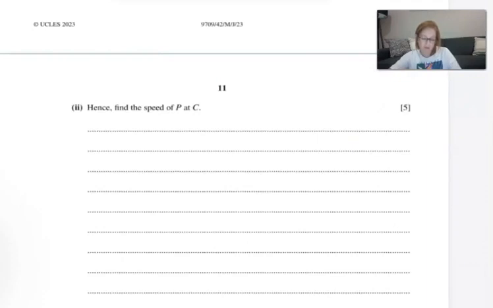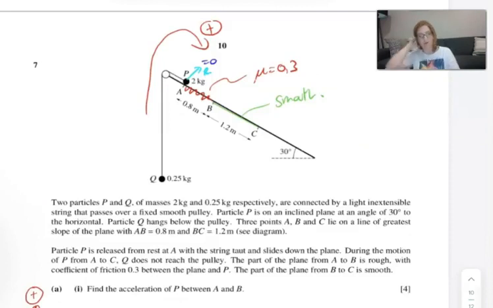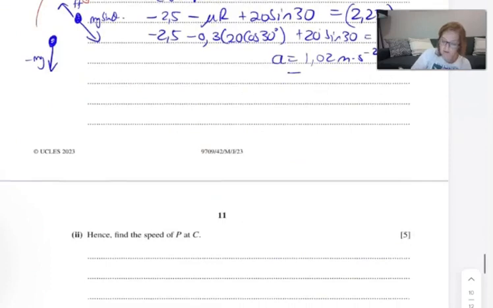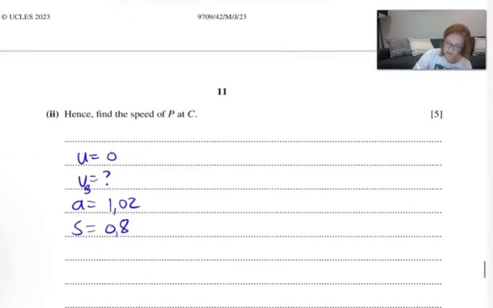Hence, find the speed of P at C. Okay, so now it's only traveling between A and B at that specific acceleration. A and B are 0.8 meters apart from each other. So it's going at that acceleration while they are connected. So my initial velocity is 0. My final velocity at B, we don't know, but that's what I'm going to work out. My acceleration is 1.02 and my distance is 0.8. So I'm just going to go v squared is u squared plus 2as.